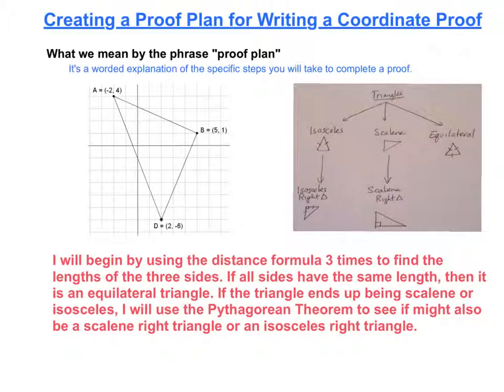The words you see in red below is actually my version of a proof plan. It outlines the steps that I would take to carry out the proof, and I write it right into the beginning of my proof. Notice, the first thing I mention is that I'm going to use the distance formula 3 times. That's because the thing that I need to know first to make my first classification is how long the sides are compared to each other.